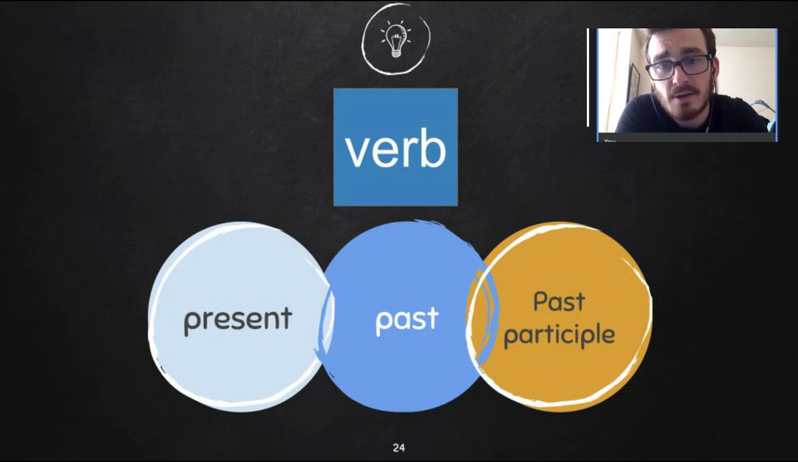So you see here, there are three ways of writing a verb. There's three ways that we know at the moment. Three tenses. You can write it in the present form, the past form, or the past participle form.